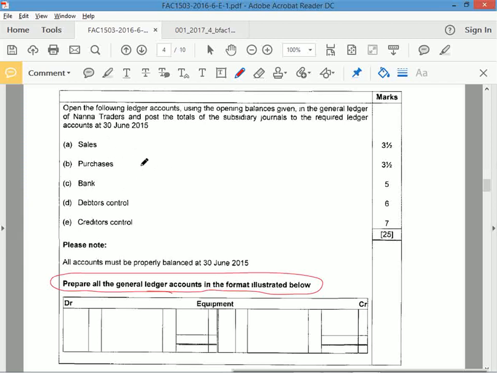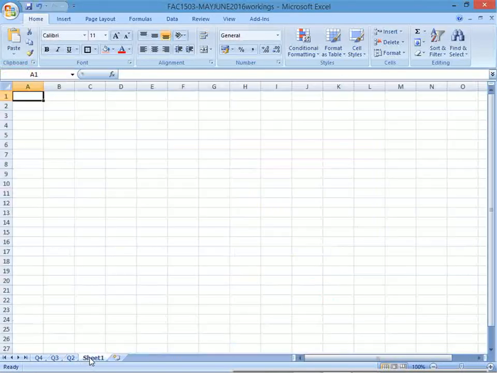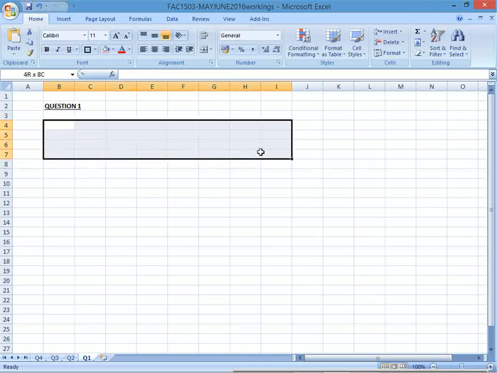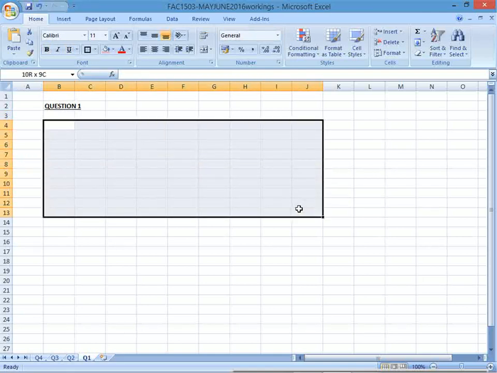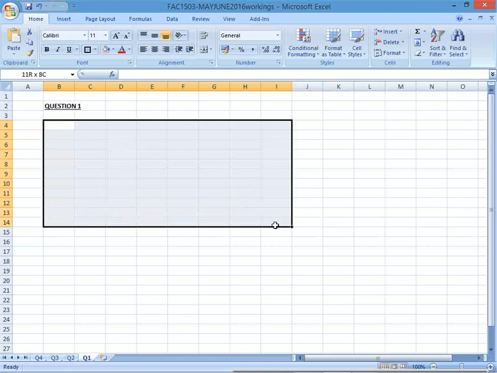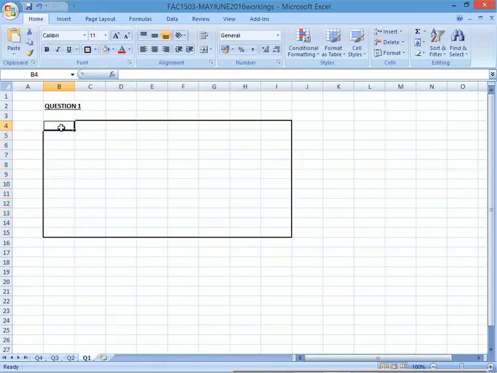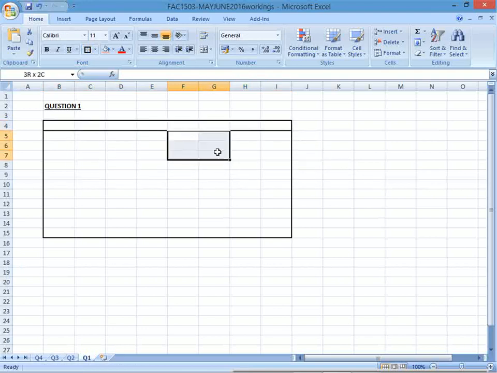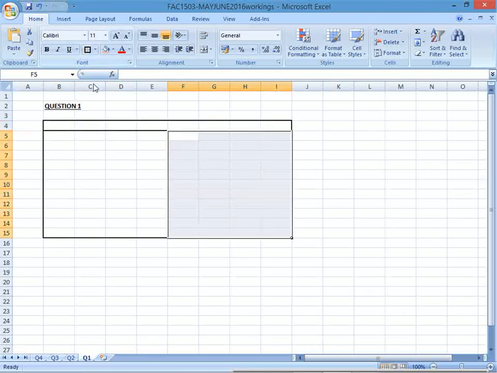Fine. How many accounts do they want? They want 5. Question 1. Draw up T-accounts. What do T-accounts look like? They look like this: debit column, credit column. You would have to draw these 5 accounts in your exam.